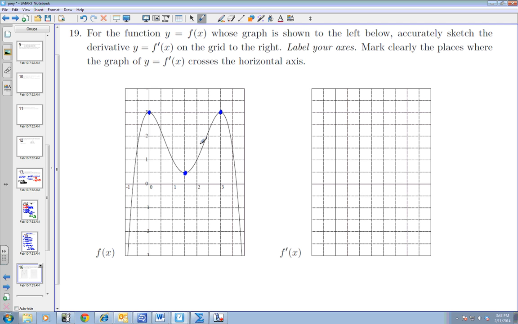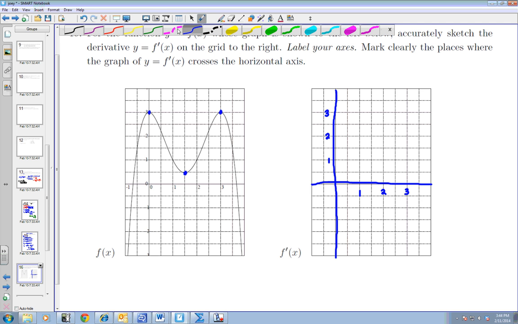Okay, so I know if this is my x-axis, and I'm going to say this is 1, 2, 3. 1, 2, 3. I know I have a maximum when x is 0. So I know this is going to cross the x-axis at 0. I have a minimum when x is 1.5. So it's also going to cross at 1.5. And I have a maximum again when x is 3. So I know it's going to cross at these 3 points.